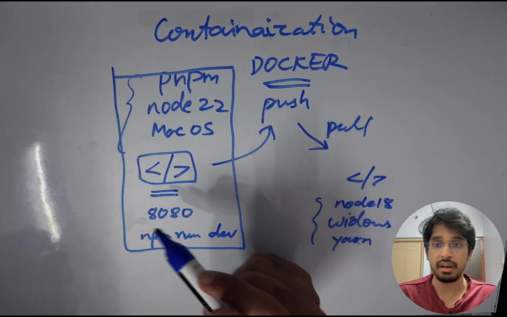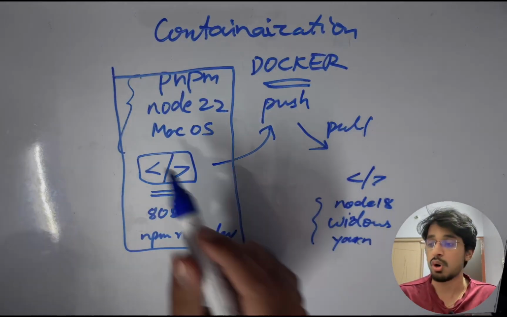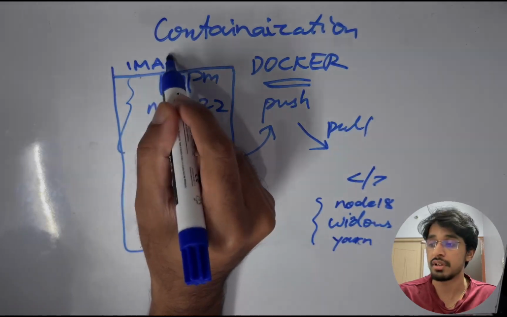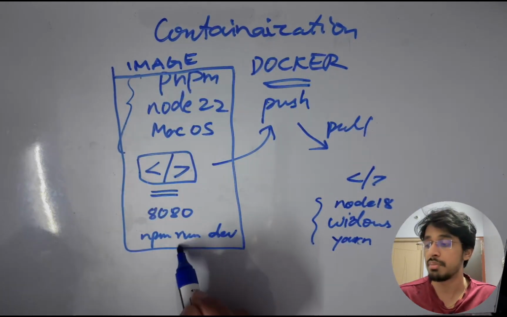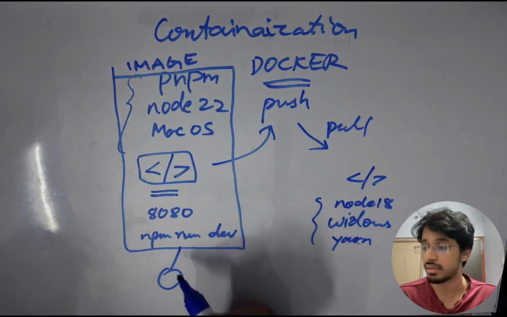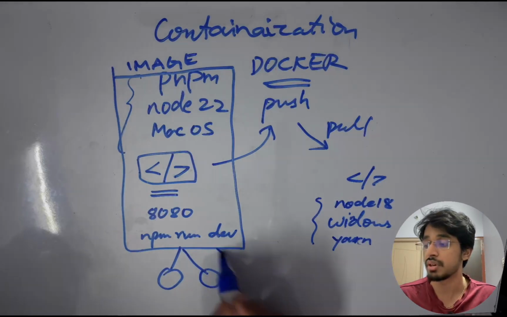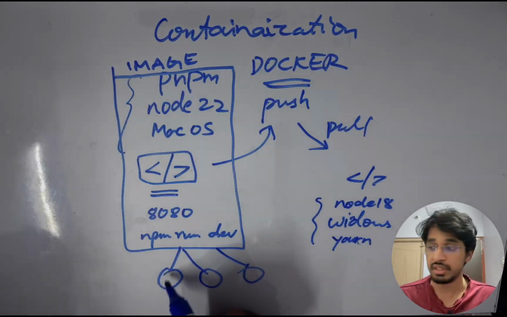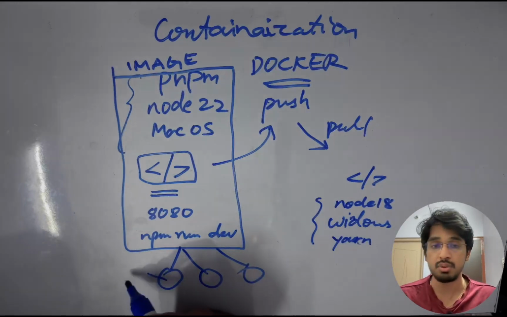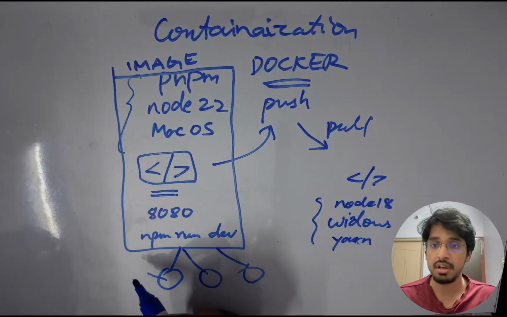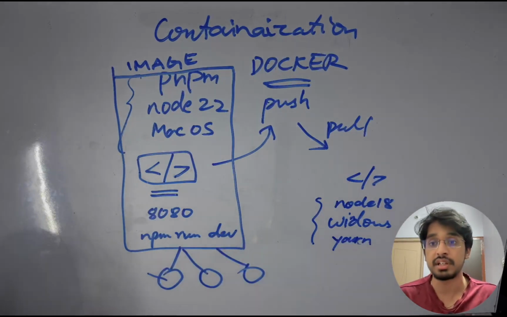Before I create a container, we build something called an image. Based on this image we spin up containers. We can spin up n number of containers, and whichever port is exposed within a container, I'll be able to access within my system. Basically, each container will have its own file system. It's like a completely new computer.